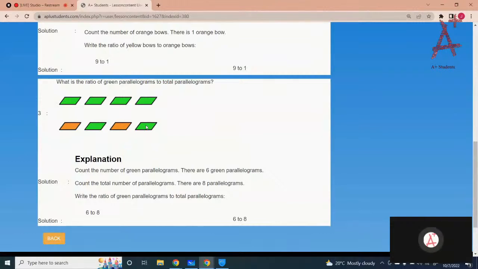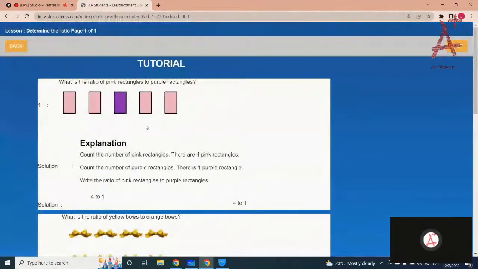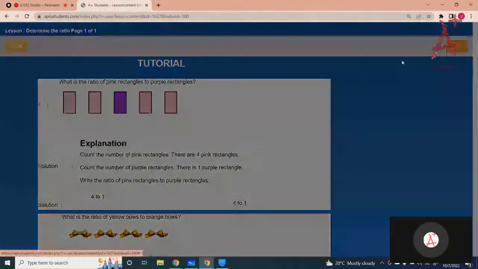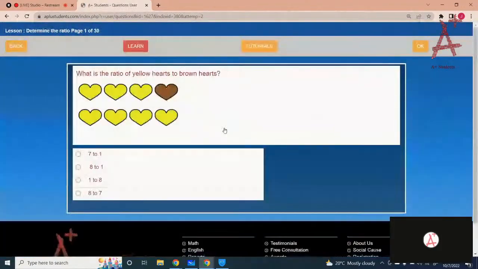Always write first the number that is written first in the question. Ratio of this to this, so write the one that is written first and then the other right after. Okay, let's just start the test. What is the ratio of the yellow hearts to the brown heart? Okay, so how many hearts are yellow?